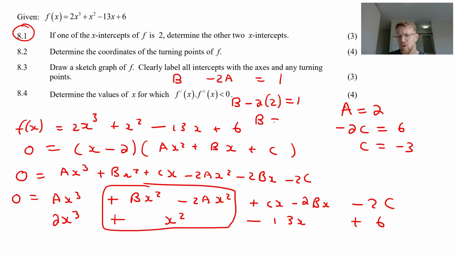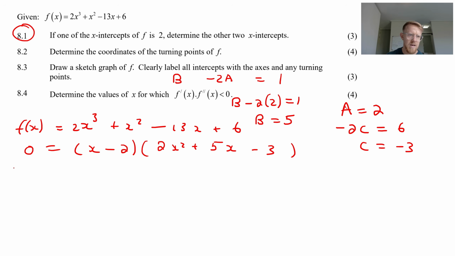And then if you had to go solve this, you'd end up with 5. Okay, so we've now worked out our a value as 2, our b value as 5, and our c value as negative 3. And so now what we can go and do is break this second bracket down a little bit further.